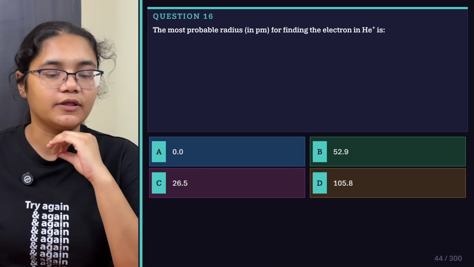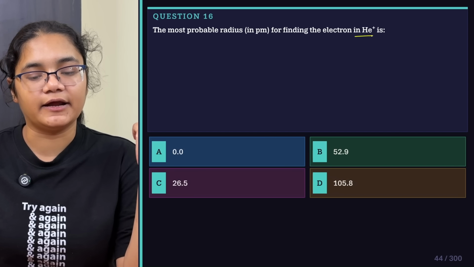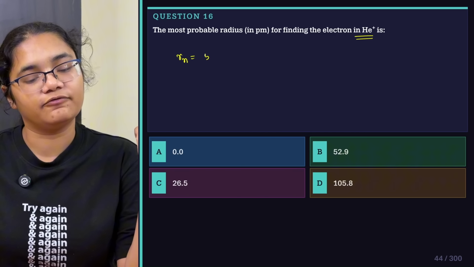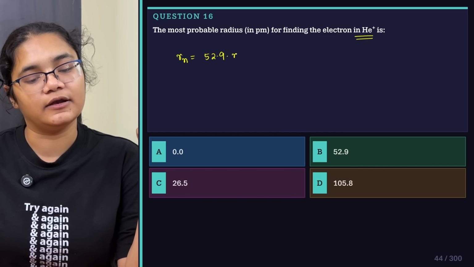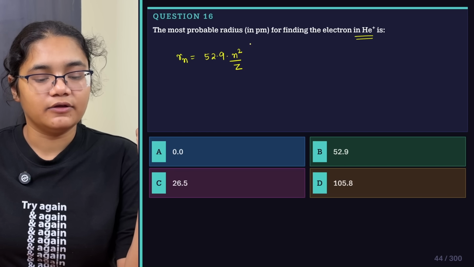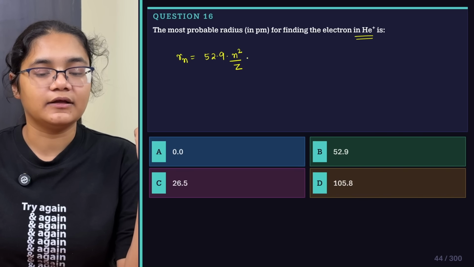Okay. Now the most probable radius for finding the electron in the helium plus atom. So the Rn formula is 52.9 into n square by Z. Okay. Now if you see here, hydrogen, helium.